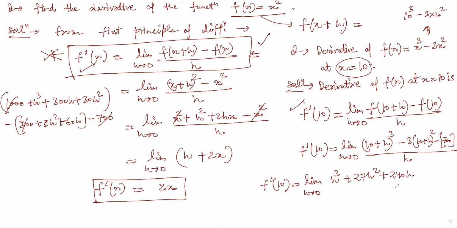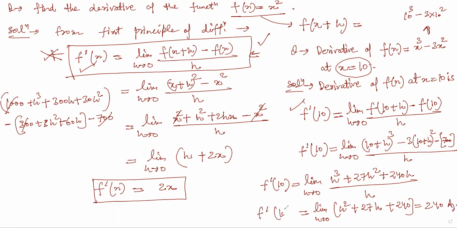Right? Yes. Divided by h. Now this h will get cancelled out with some h. So this will be limit h tends to 0, h square plus 27h plus 240. Next step, you will get the answer. As soon as you put h equals 0, you get the answer as 240. So your f dash 10 in this case will be 240.